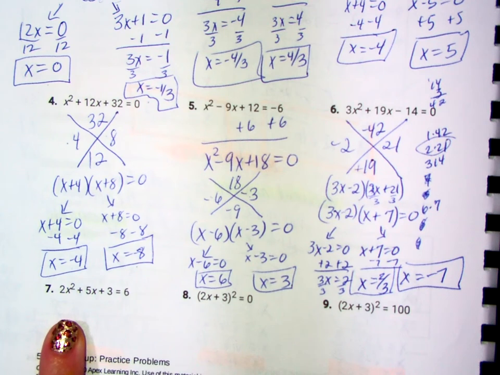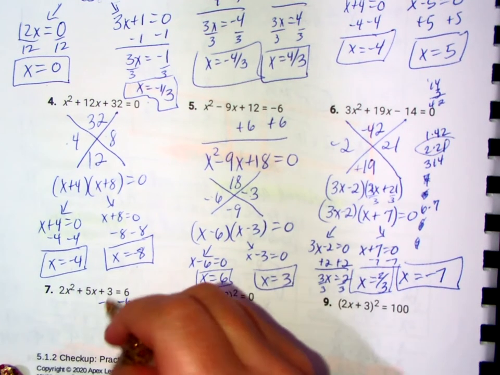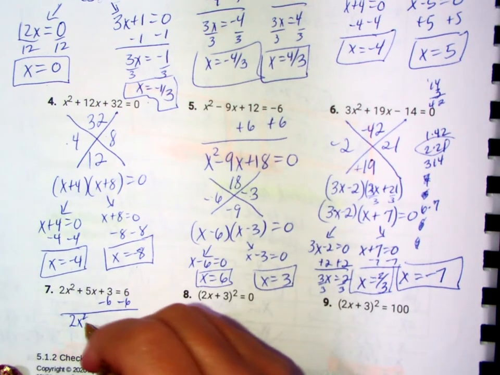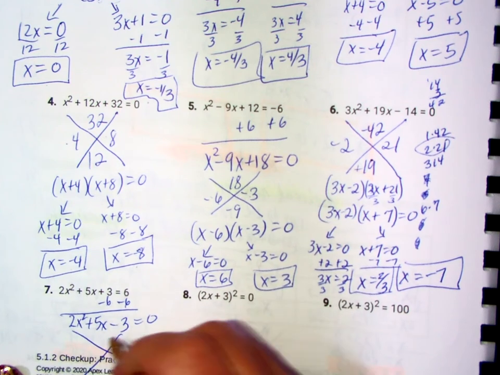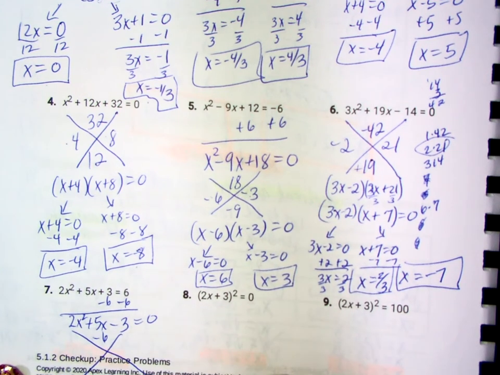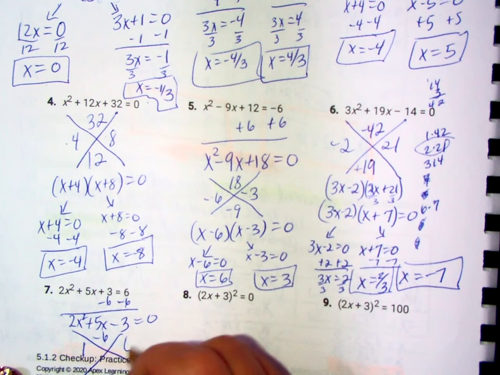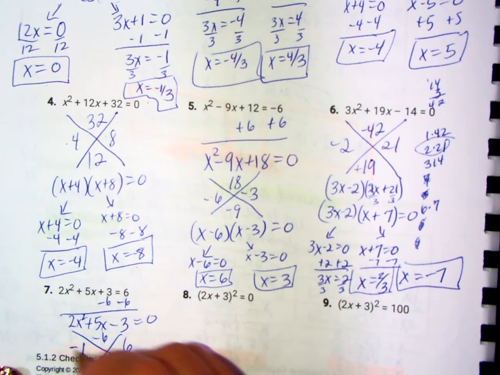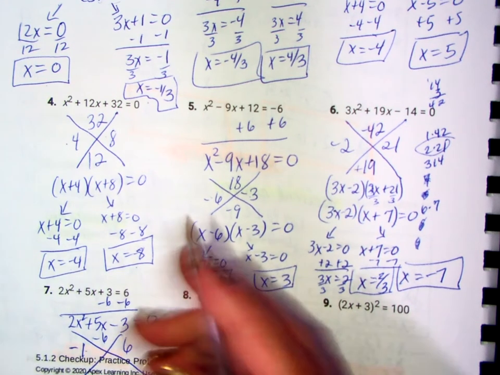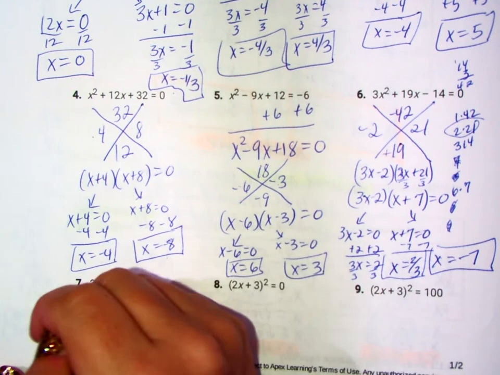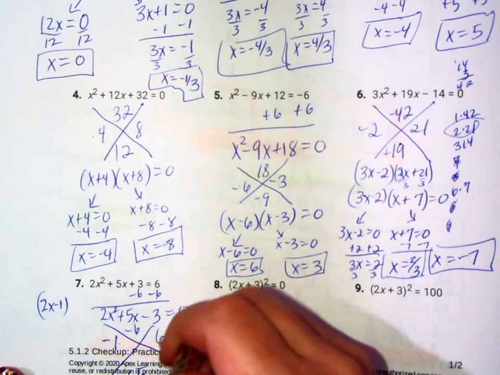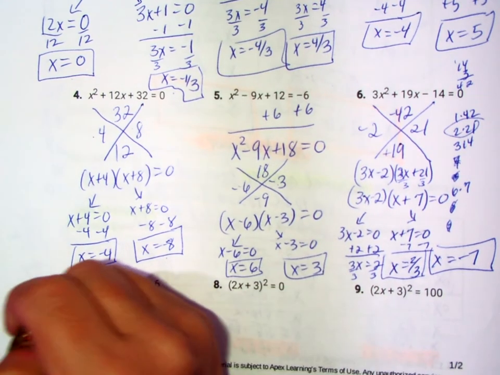All right, this one is also not in standard form. Let's subtract 6 from both sides. What times what equals -6 and adds up to 5? This is a positive 5, so I'm thinking 1 and 6. 6 minus 1 is positive 5. So my two factors, make sure you can see this, would be 2x minus 1 and 2x plus 6.